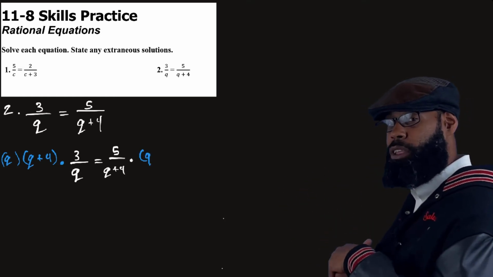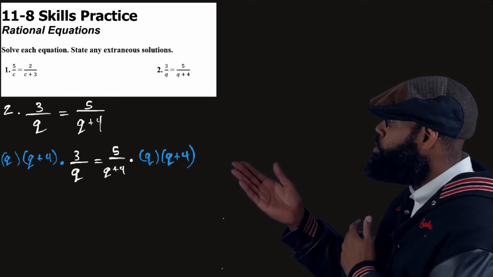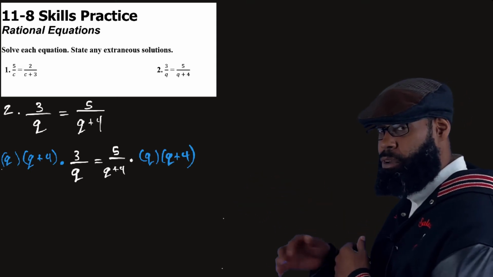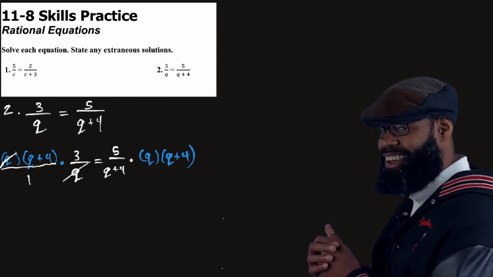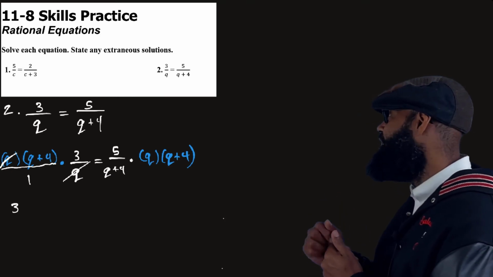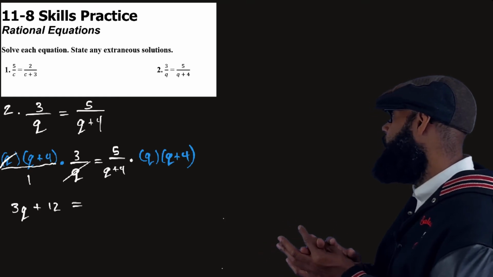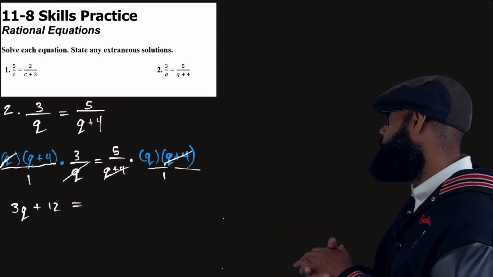And no invisible one yet, meaning I'm not putting on the left side Q times the quantity Q plus 4 over 1. I'm assuming and knowing that there's a 1 underneath it. What do you know? So unlike number 1, I didn't do it, but number 2, I went ahead and did it for us, right? So top times top, bottom times bottom, and we cancel out the Q's, right?